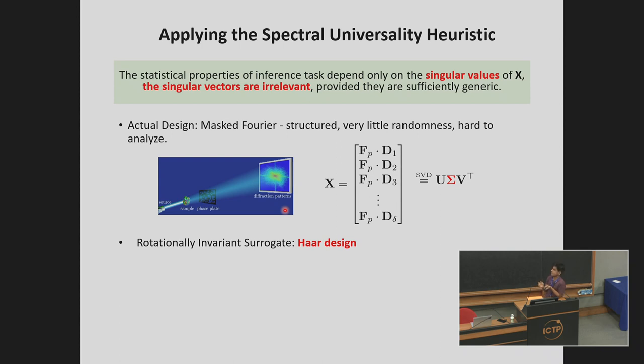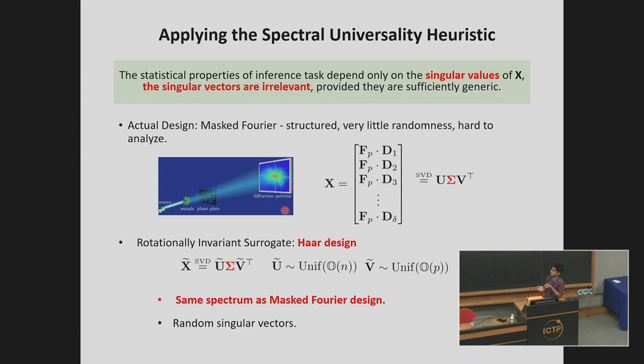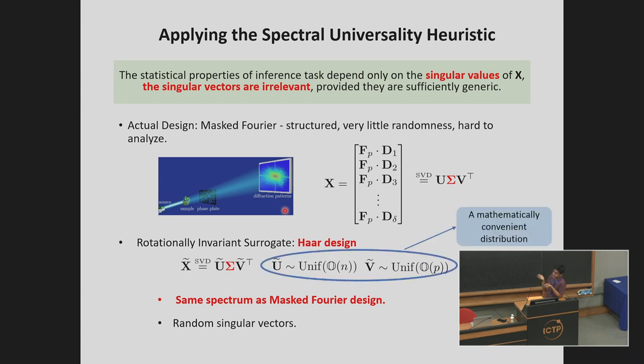And we'll consider a surrogate design. I'll call that design the hard design. The way it's constructed is by preserving the singular values of the mask Fourier design, but thinking of the singular vectors as random orthogonal matrices. You preserve the singular values because they are supposed to be important, but the singular vectors are not, so you might as well assume they are random orthogonal matrices. We choose random orthogonal matrices because they are easy to work with. The hope is that by making this strong assumption, the problem becomes more tractable, but because we are preserving the spectrum, we can still expect some universality. So the results proved for the hard design would describe what's happening for the actual design that we care about.